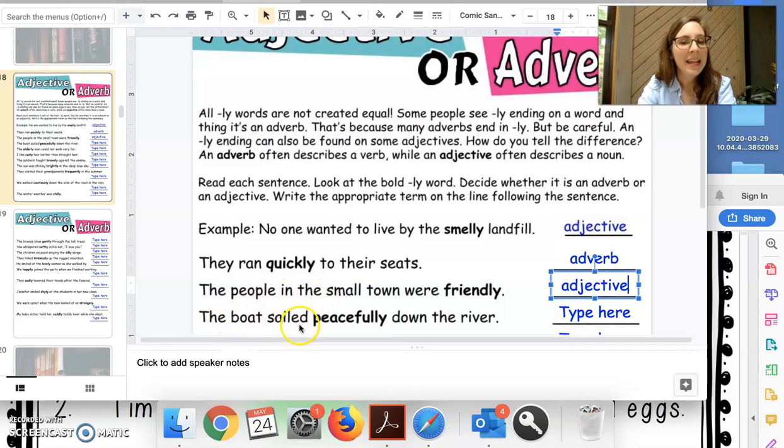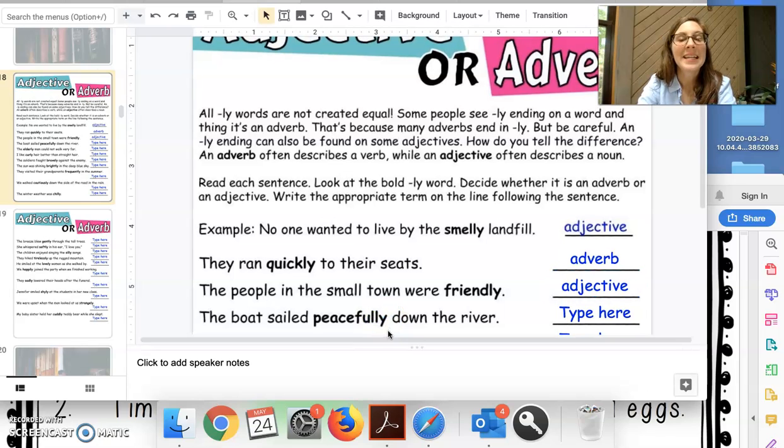The boat sailed peacefully down the river. Now let me read the sentence without the word in bold and just think about my verb and my noun in the sentence. The boat sailed down the river. Do I have this word peacefully telling me more about the boat? Now I know a boat could be peaceful, but when I read the sentence, the boat sailed peacefully, this ly is added on to the base word peaceful to describe how the boat sailed.